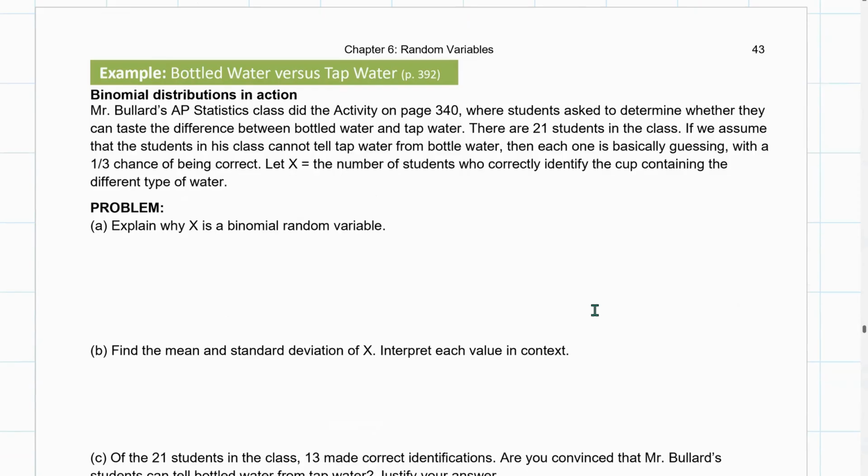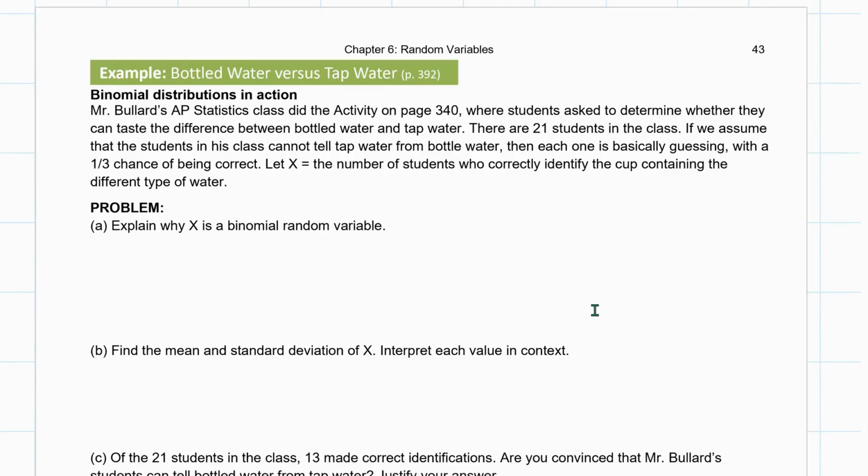It says Mr. Bullard's AP Statistics class did the activity on page 340, where students were asked to determine whether they can taste the difference between bottled water and tap water. There are 21 students in the class. If we assume that the students cannot tell tap water from bottled water, then each basically is guessing with a 1/3 chance of being correct. Let X be the number of students who correctly identify the cup containing the different type of water.